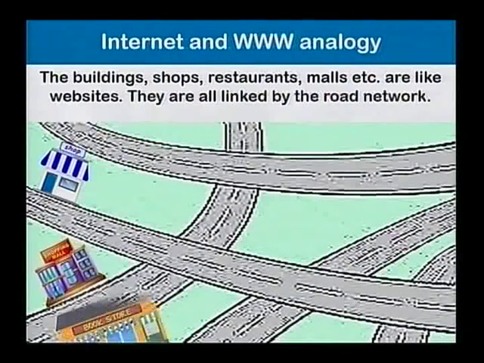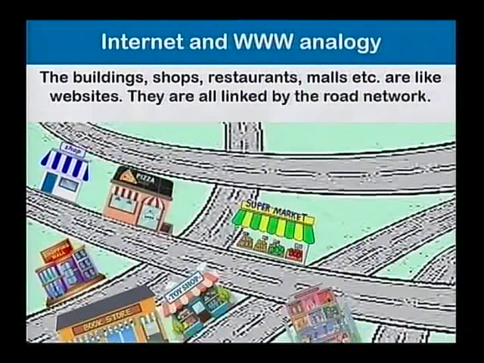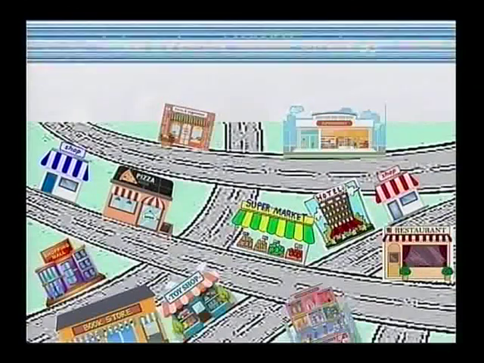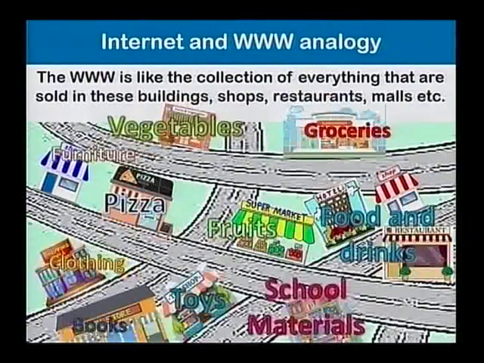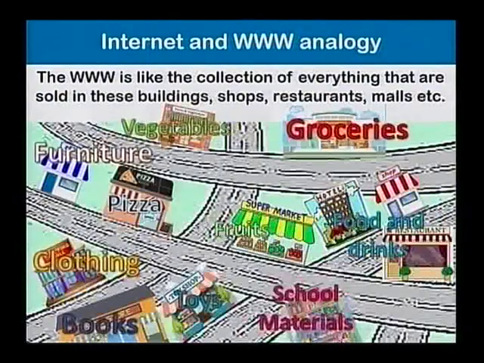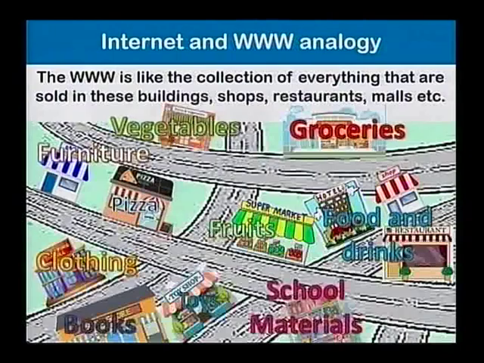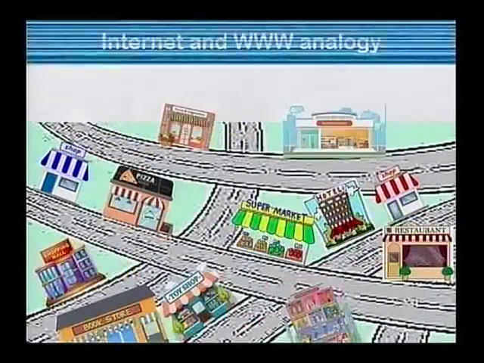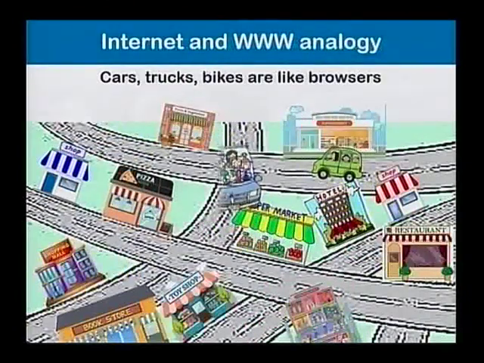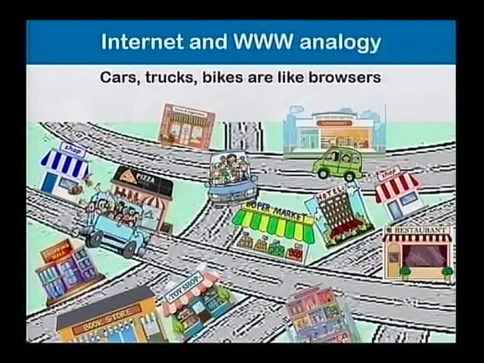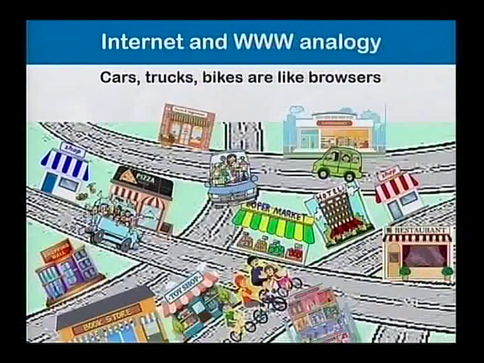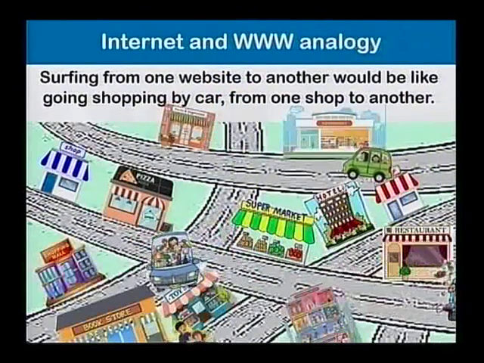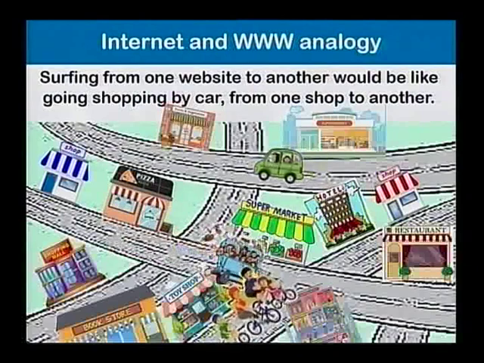The buildings, shops, restaurants, malls, etc. are like websites. They are linked by the road network. The www is like the collection of everything that is sold in these buildings, shops, restaurants, malls, etc. Cars, trucks, bikes are like browsers. So surfing from one website to another would be like going shopping by car from one shop to another.